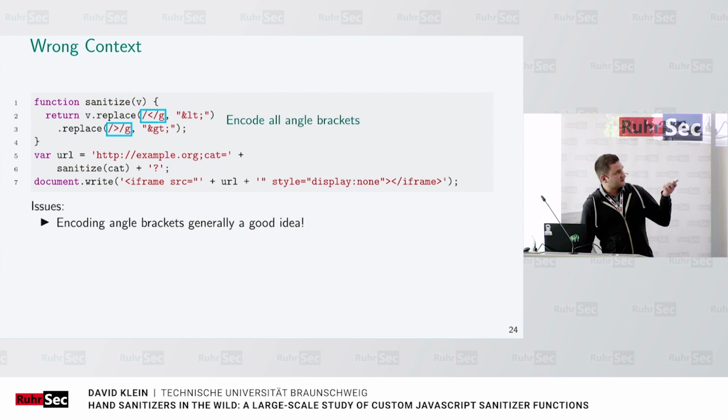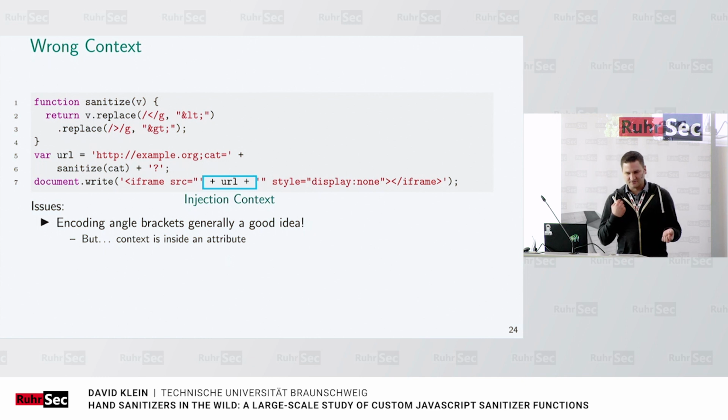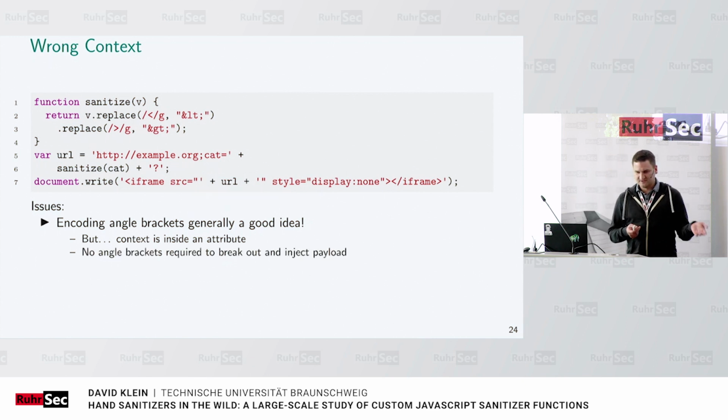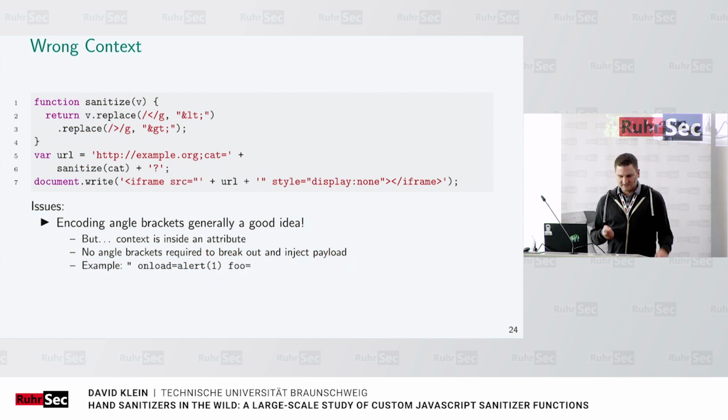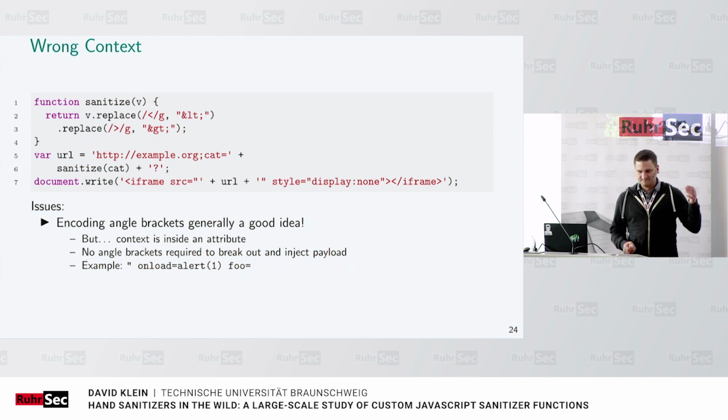What the sanitizer does, it encodes all angle brackets, which is a good idea for the HTML context because you would have to insert a tag. But if we look where the payload ends up, it's inside the source attribute of an iframe, and you don't need a tag to gain code execution. You can simply break out of the source attribute and add another attribute, like an event handler. So a payload like this would work, and it doesn't need angle brackets at all. So the sanitizer works for some context, but it's applied completely wrong.